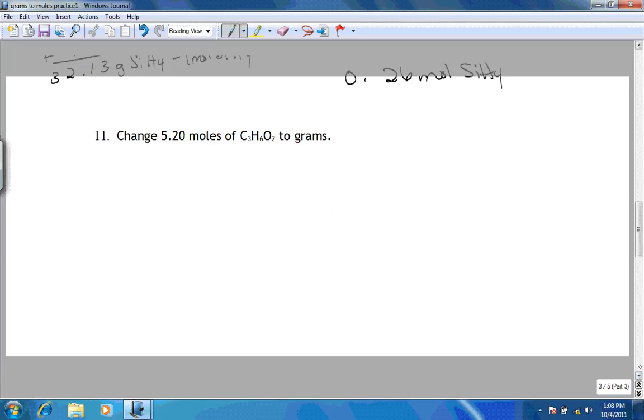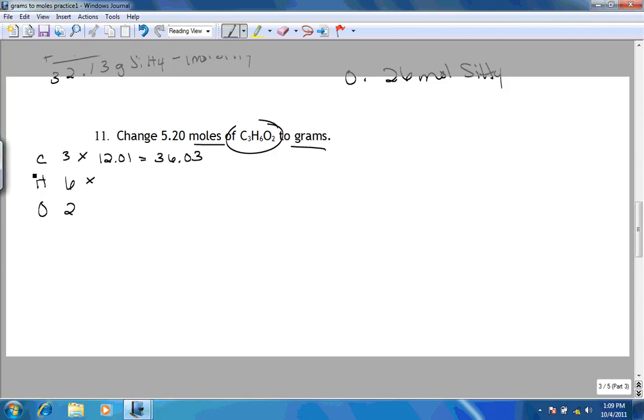Alright, number 5. We have 5.20 moles, and they're asking about grams, which means we need to figure out the mass of C3H6O2. Alright, so we have C, H, and O, 3 carbons, 6 hydrogens, and 2 oxygens. At this point, you want to look on the periodic table and find that carbon is 12.01. So it should be 3 times 12.01. So that comes out to be 36.03.